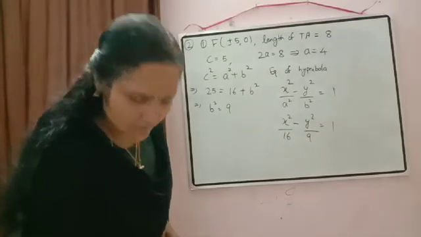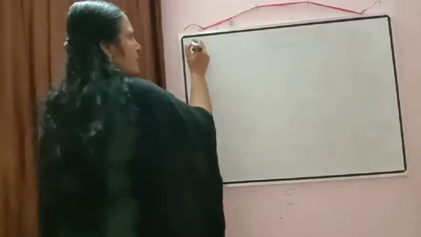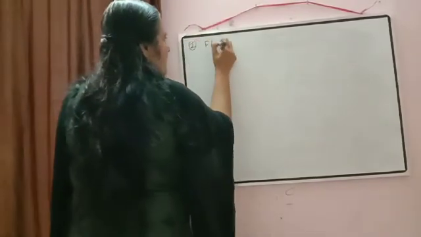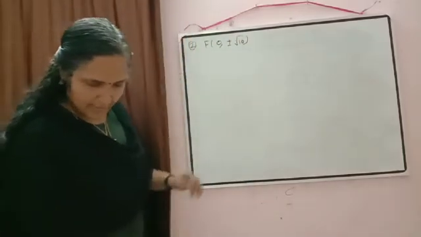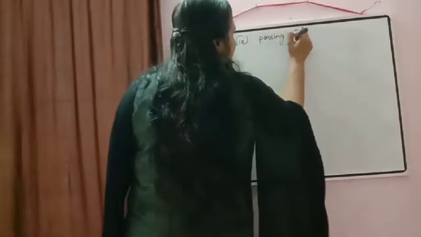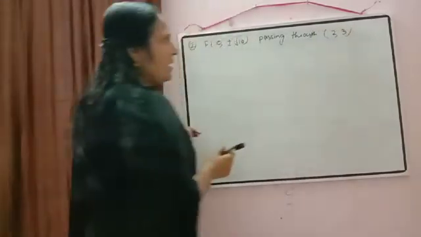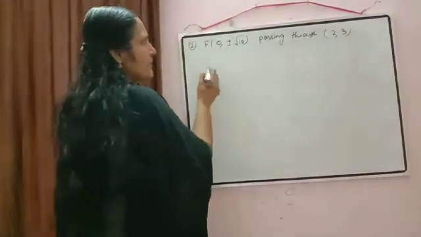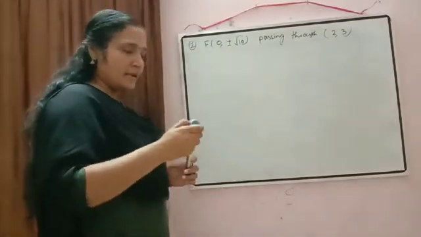Is this clear? Okay. Now write down the next question. Second question: foci 0, plus or minus root 10, passing through the point 2, 3. So again foci is given. Now here just to check, it is on the y-axis. So y only should be written first.